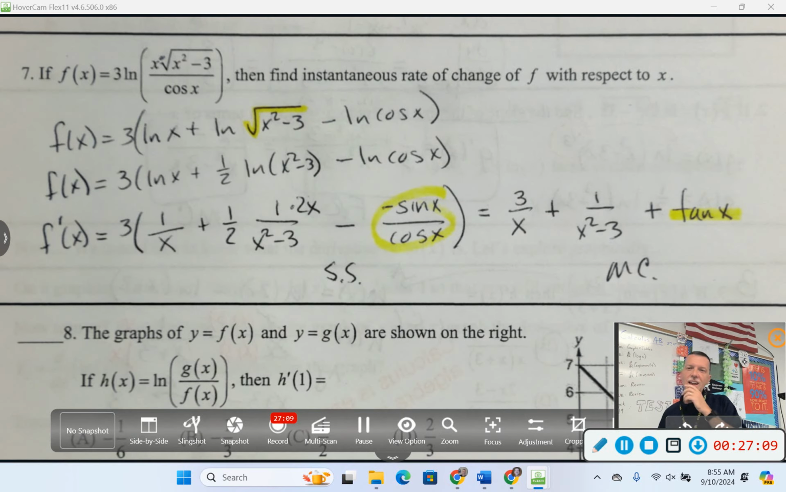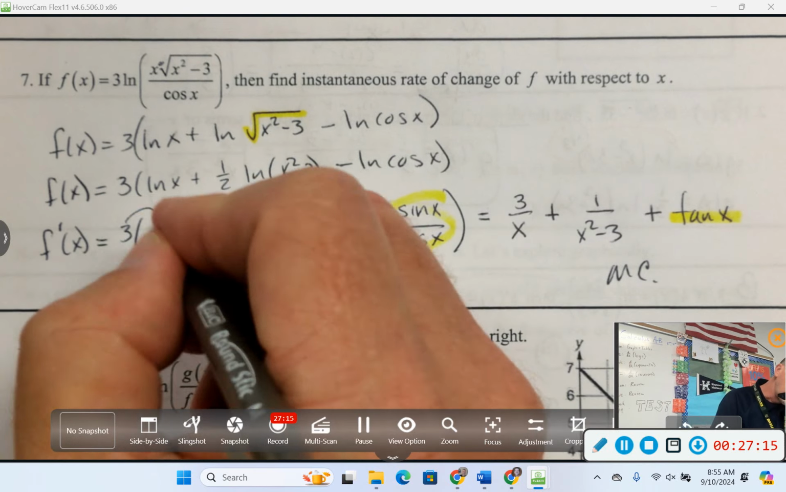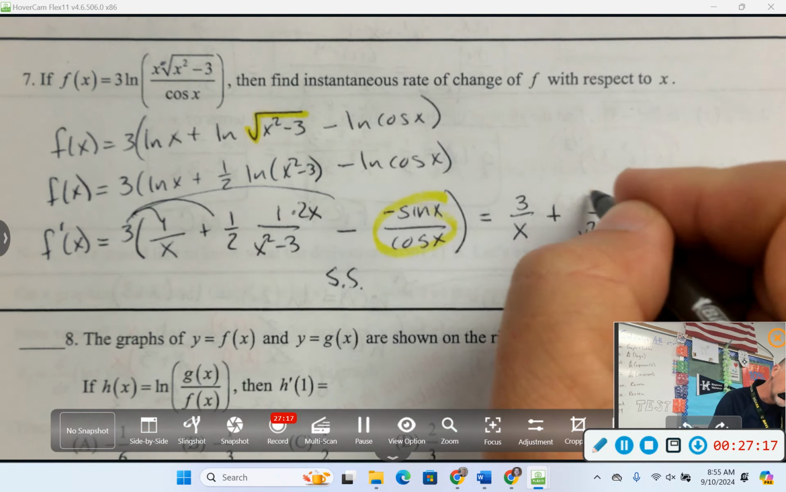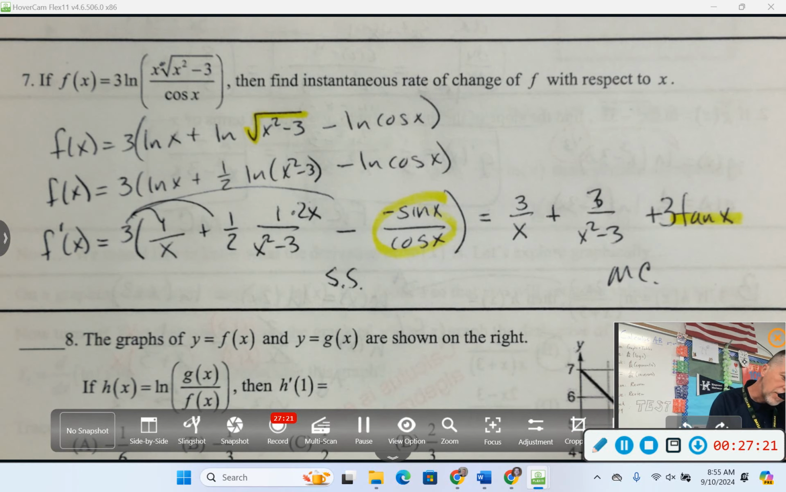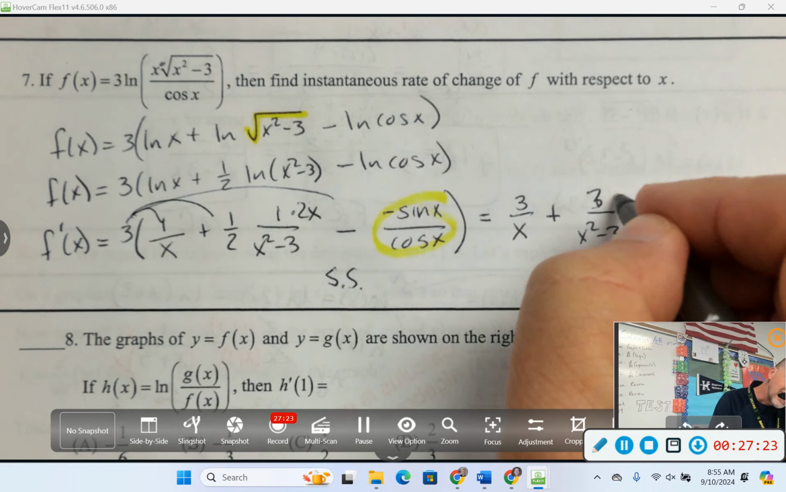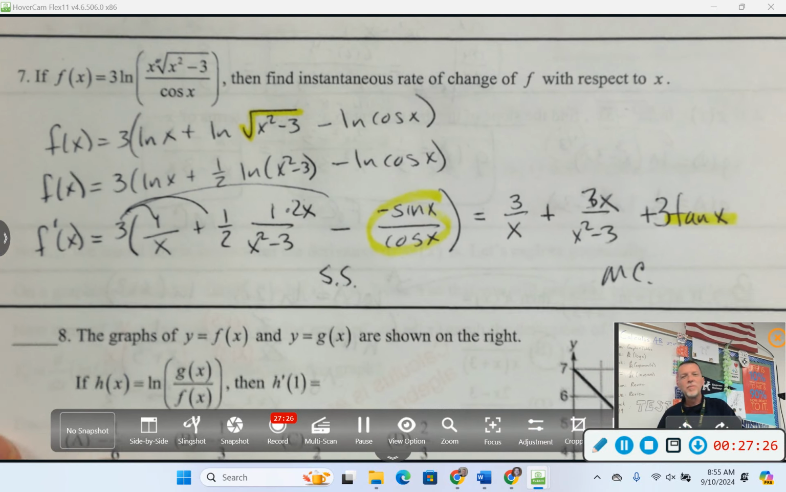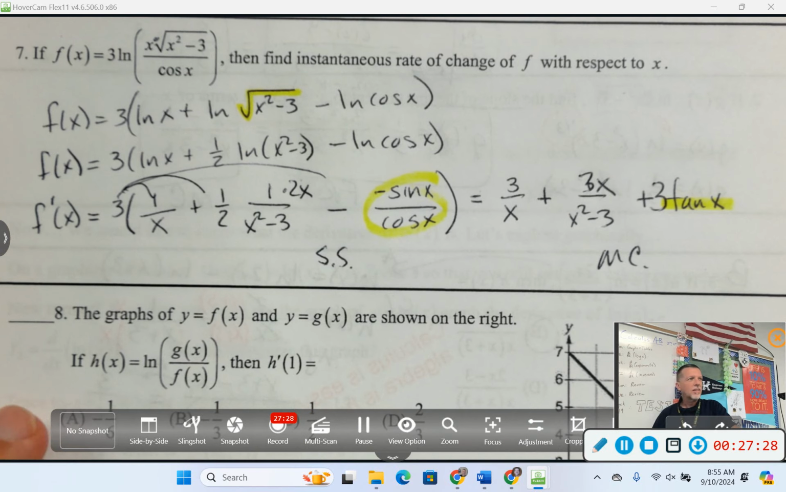Yes, sir. Yes, thank you. I left off the 3. I did not distribute the 3, so the 3 and the 3. What else did I miss? Yep. Glad you guys are paying attention.